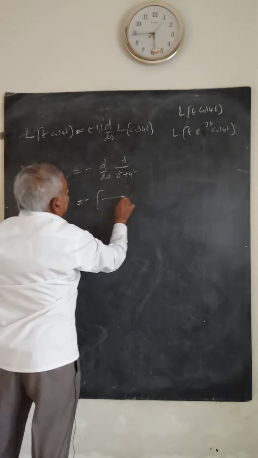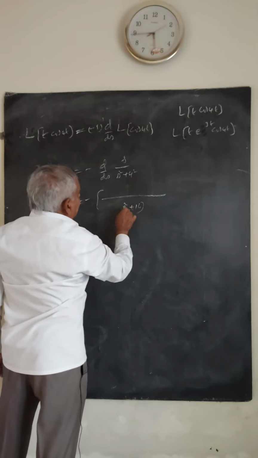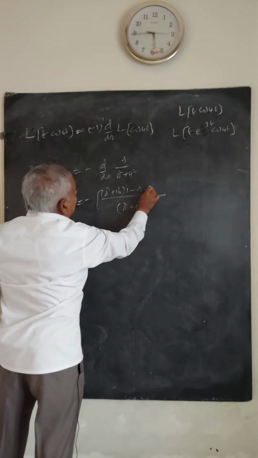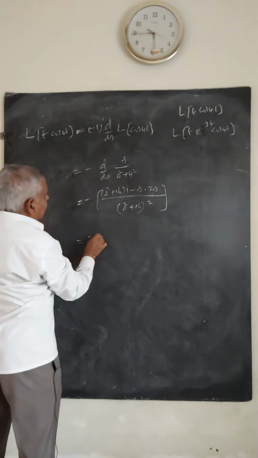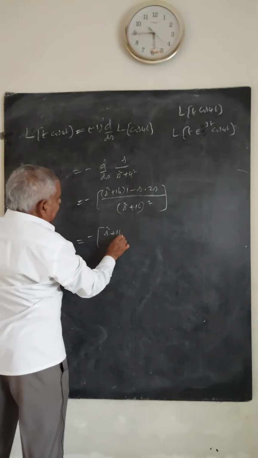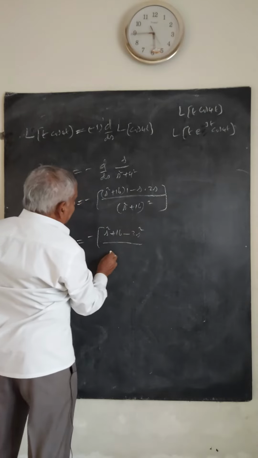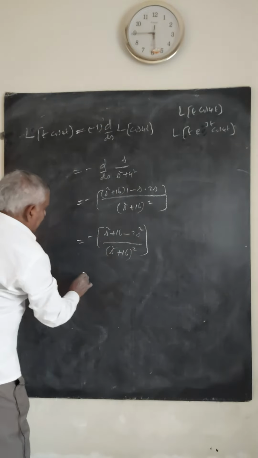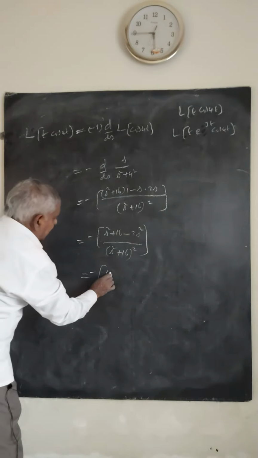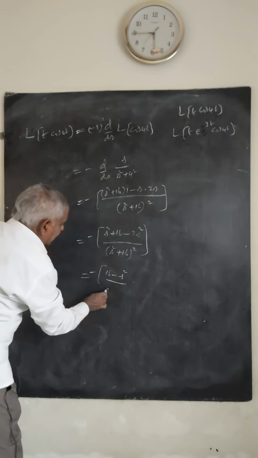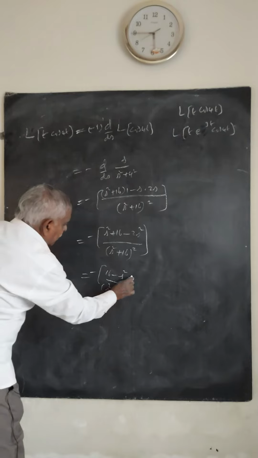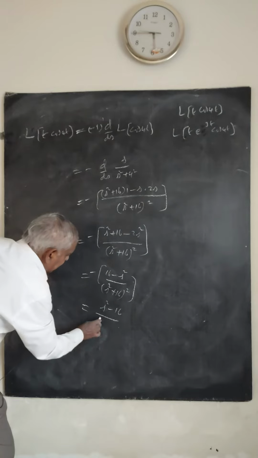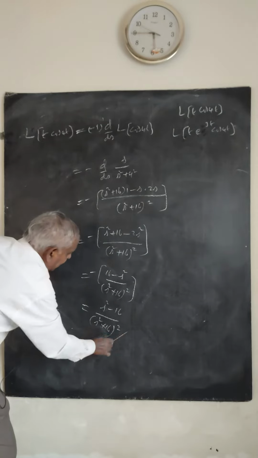Differentiating: s square plus 4 square is 16, whole square, s square plus 16 into 1 minus s into 2s equal to minus s square plus 16 minus 2 s square divided by s square plus 16 whole square, equal to minus of 16 minus s square divided by s square plus 16 whole square. Negative, applying: s square minus 16 divided by s square plus 16 whole square, differentiated.